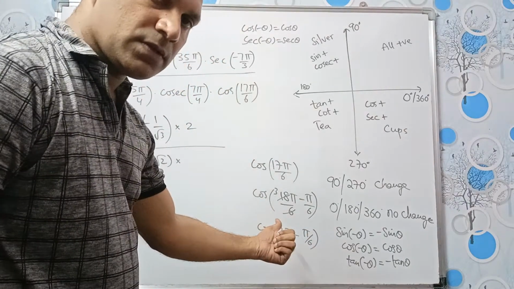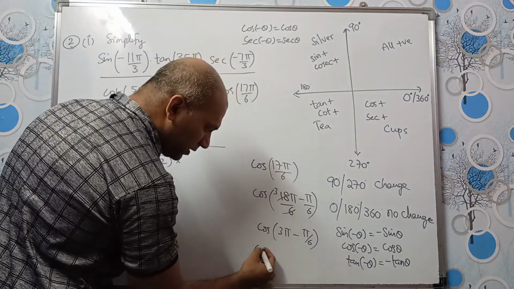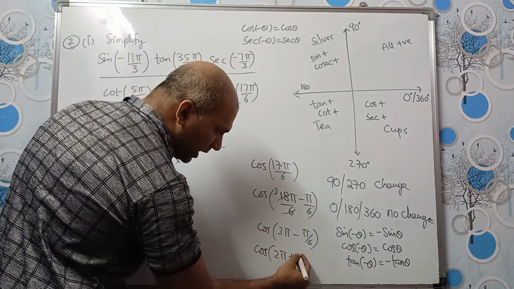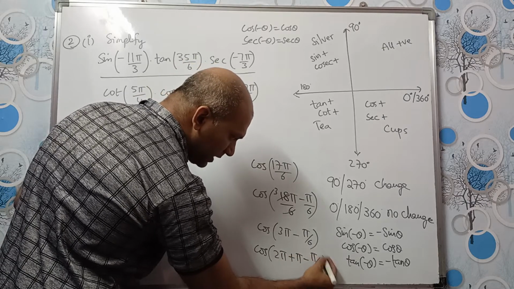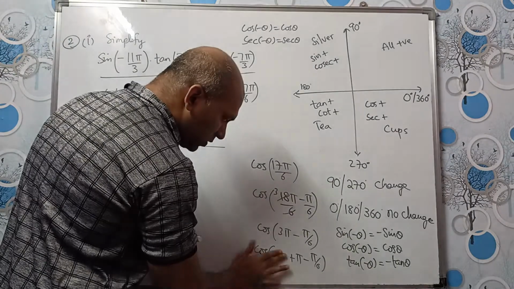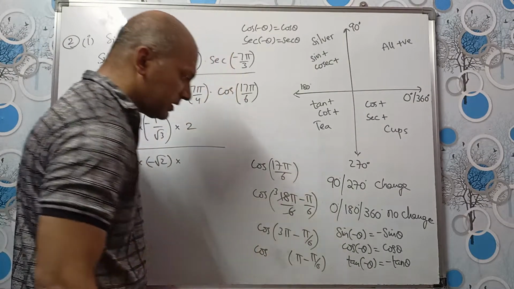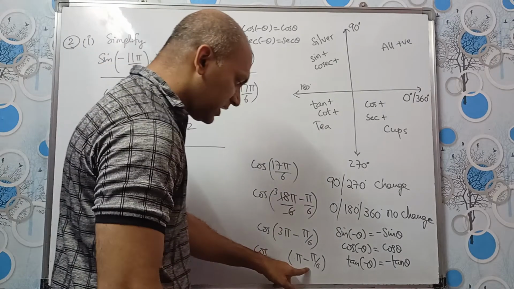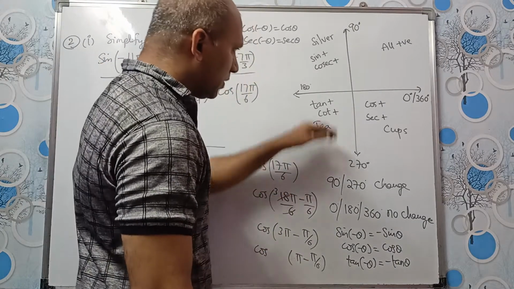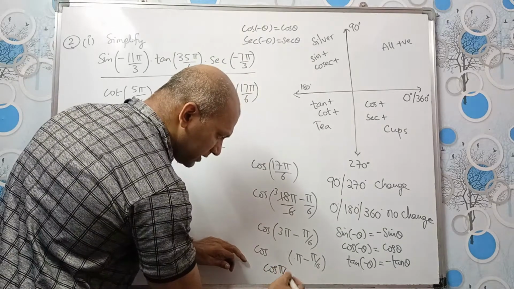In one of our previous problems, we learned how to write 3 pi. We can write it as 2 pi plus pi minus pi by 6, so that we can cancel this 2 pi, right? So it will be cos pi minus pi by 6. It is 180 minus pi by 6. Okay, at 180 there is no change, so cos will remain cos, so this will be cos pi by 6.